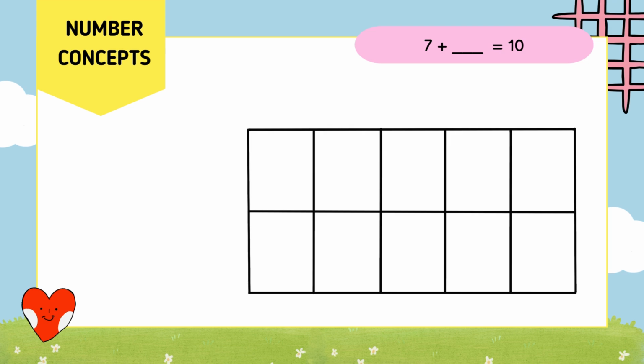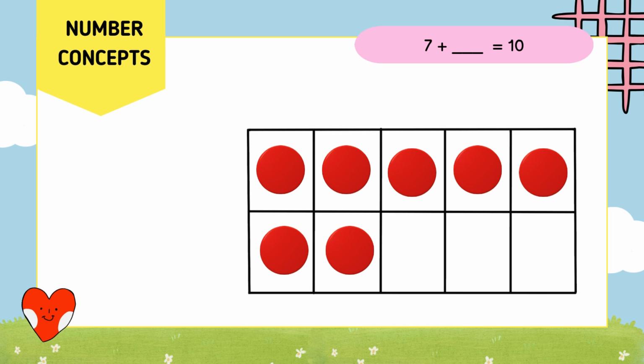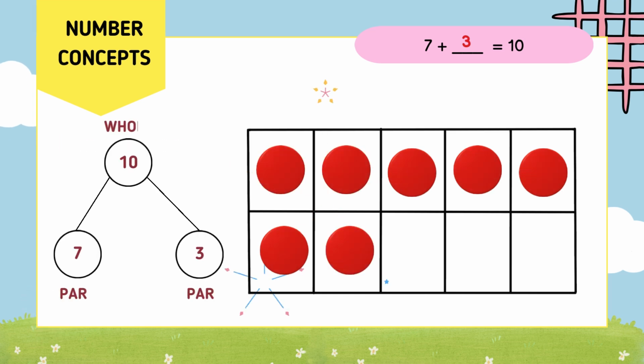Here's a challenge for you. Pause the video and figure out 7 plus what number makes 10? Got it? Let's check your answer together. Start by filling the 10 frame with 7 counters. Count the empty squares. 1, 2, 3. 3 empty squares means 7 plus 3 equals 10. Let's pop this into the cherry model. 10 is the whole and 7 and 3 are parts.